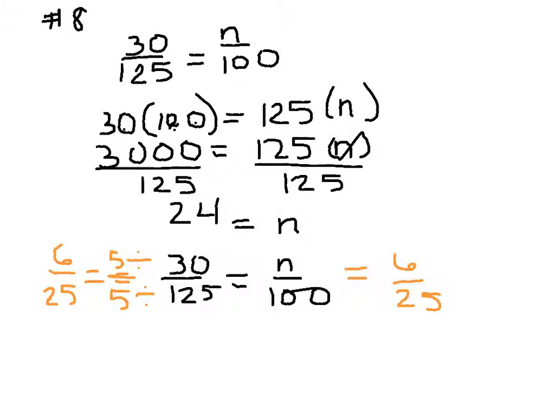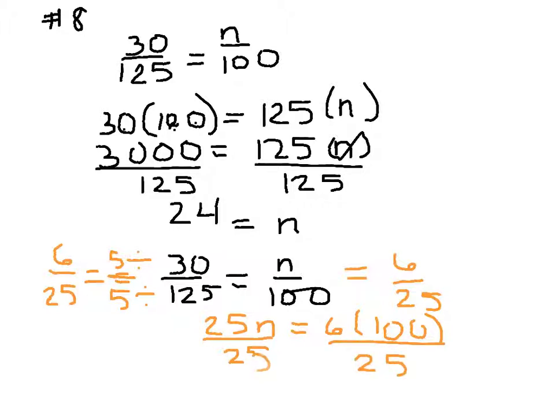And now I have my single fraction equal to a single fraction. I just wrote this in simplified form. And over here, this is going to give me 25n is equal to 6 times 100. And then I can divide both sides by 25. I know that 25 goes into 25 once, and it goes into that 100 4 times, right? 4 quarters in a dollar, and 6 times 4 gives me 24. So that's another way I can go about doing it.